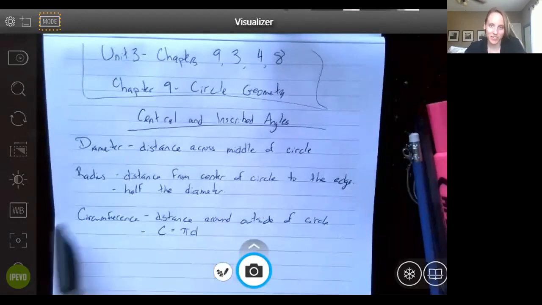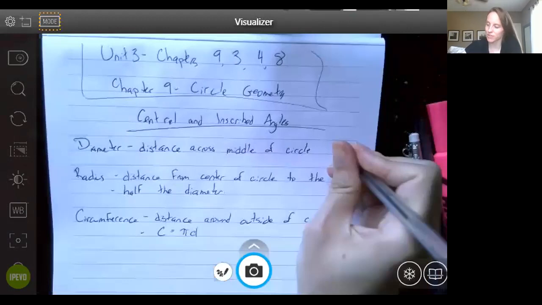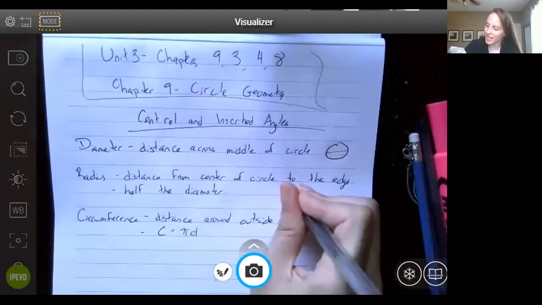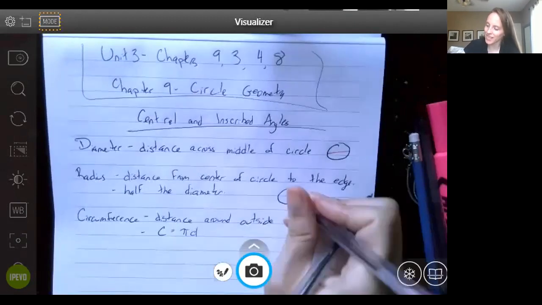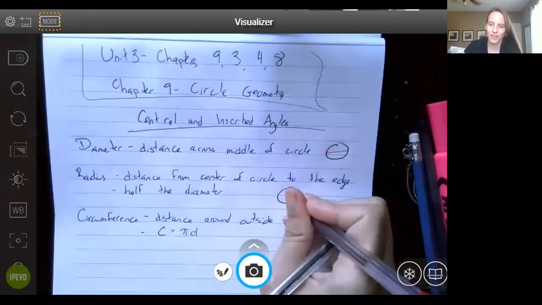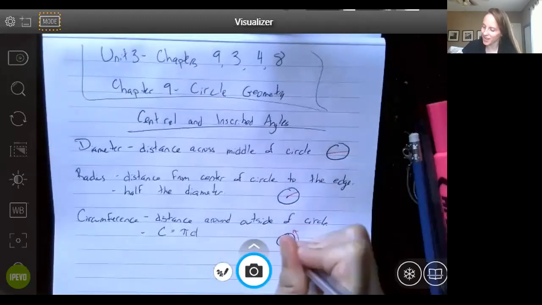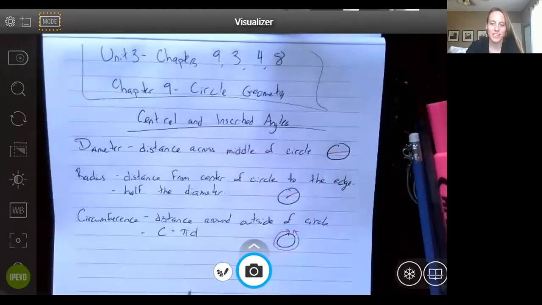So just a couple definitions that you'll need to know for circle geometry that you should already be familiar with. Diameter is the distance across the middle of a circle. So if we have a circle, that would be the diameter. The radius is the distance from the center of the circle to anywhere on its edge, and that is going to be half of the diameter. And then the circumference is the distance around the entire outside of the circle. That is equal to pi times the diameter.